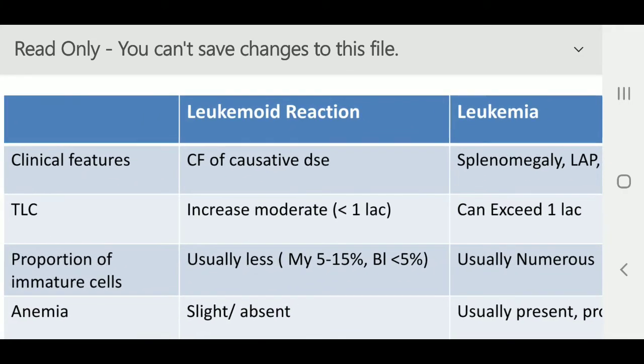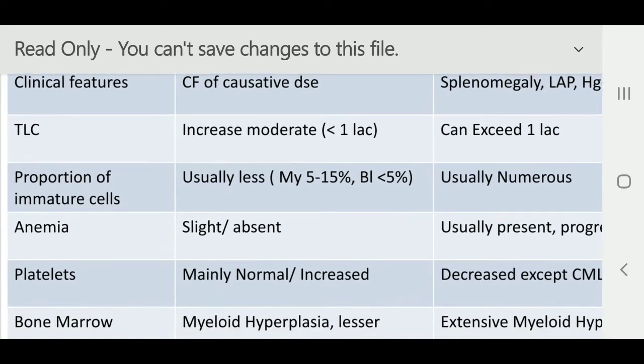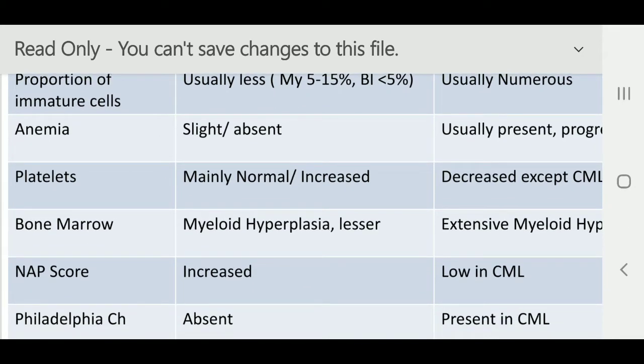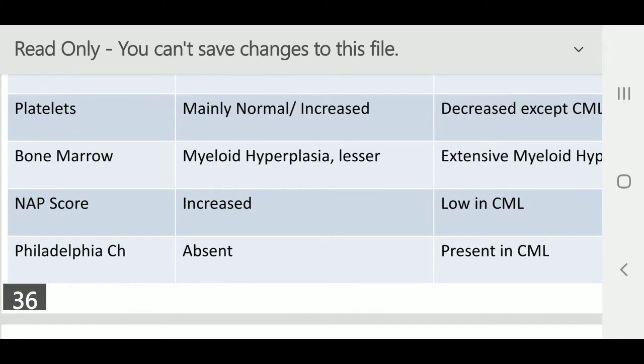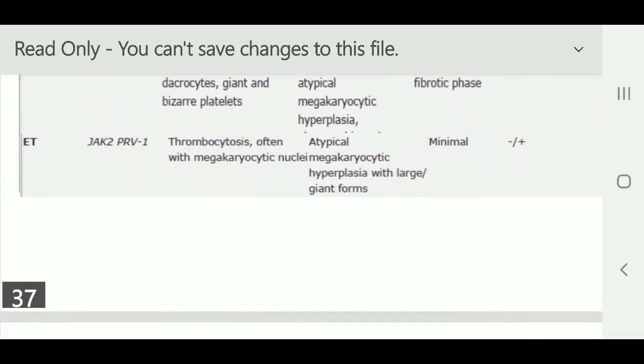And this is a chart that shows you very nicely the difference between leukemoid reaction and leukemia. The clinical features will obviously be different. In leukemoid reaction, the clinical feature will be of the causative disease, whereas in leukemia, you have splenomegaly, you have lymphadenopathy. TLC will be raised in both, but usually in leukemoid reactions it is less than 1 lakh. Immature cells are less in leukemoid reaction, anemia is less, platelets are normal or increased, the bone marrow will show no blasts, the NAP score will be increased, and obviously the Philadelphia chromosome is going to be absent.